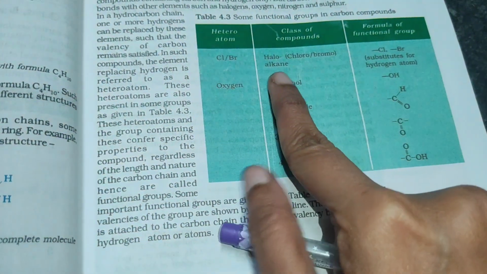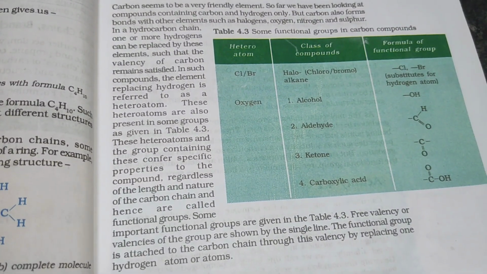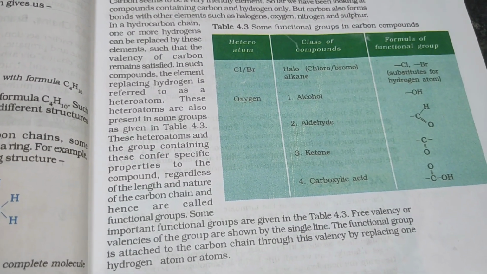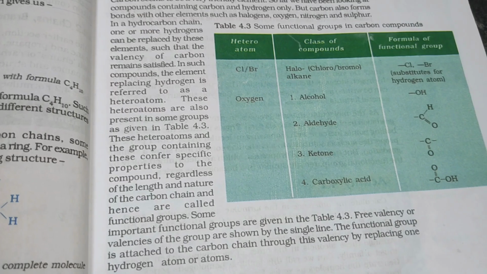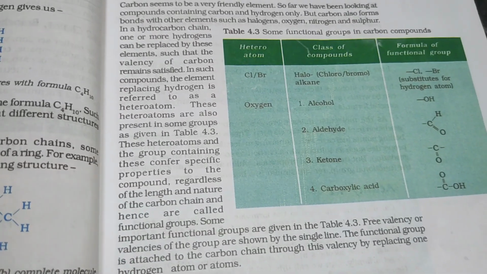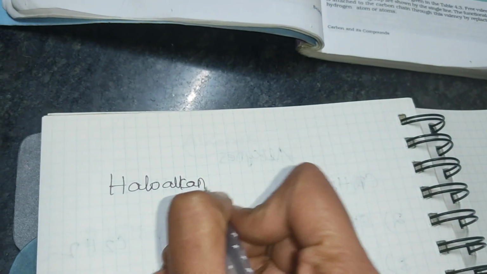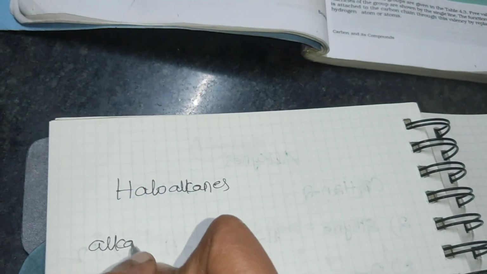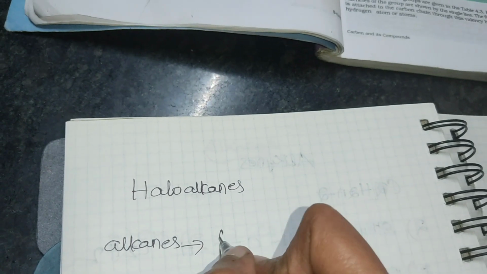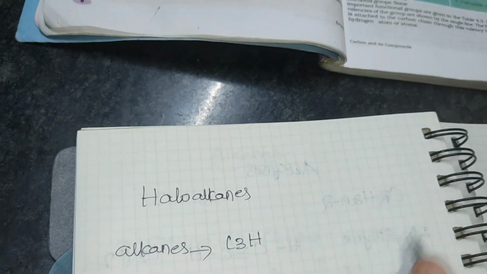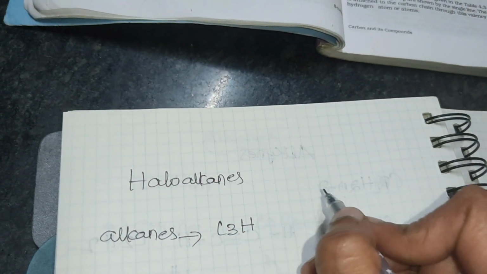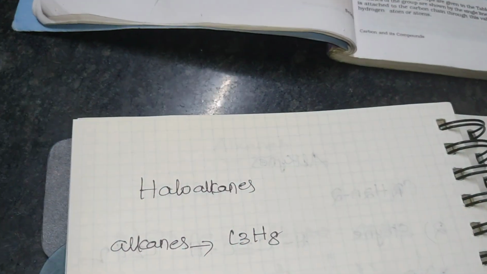So if halogens like chlorine or bromine are attached to alkanes, substituted for hydrogen atoms, they are called haloalkanes. Let's see this one structure of alkanes. So let's write first haloalkanes, how it is formed. Take one alkane as an example. Alkanes, let's take CnH2n plus 2. So C3, 2 into 3, 6 plus 2, C3H8.